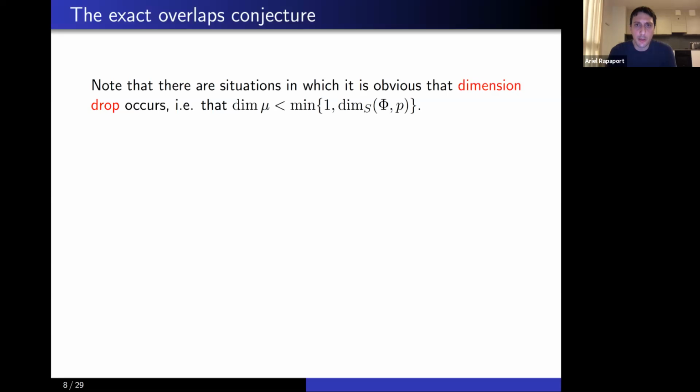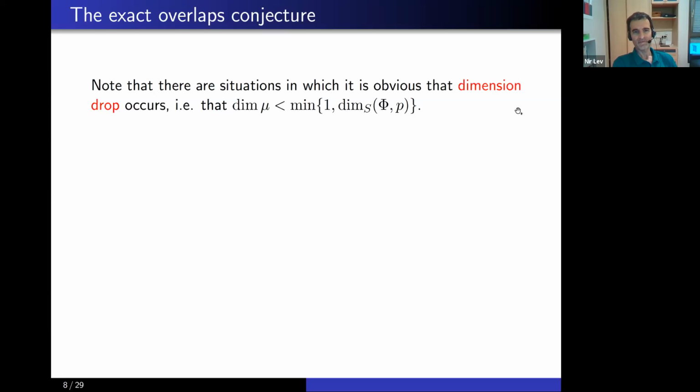Note that first of all, there are situations in which it is obvious that there is a dimension drop. By dimension drop, I mean that the equality star does not hold, and then we have this strict inequality.